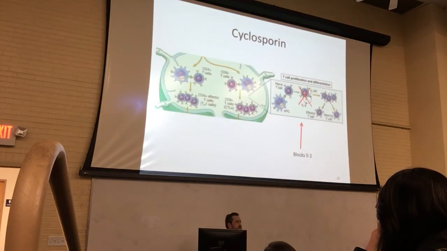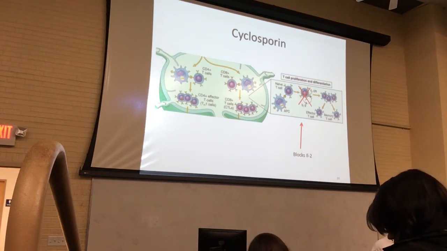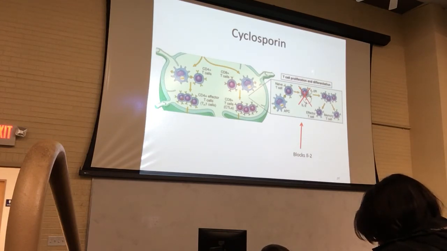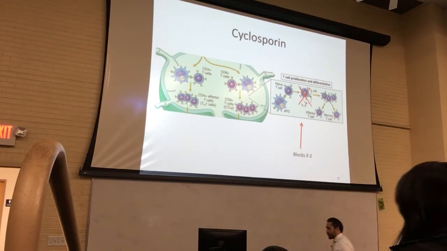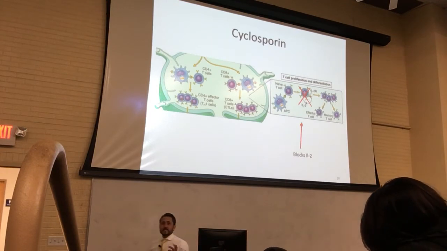Well, one of the easiest ways to do this is with immunosuppressant drugs. And so one of the more widely described immunosuppressants, it's not the only one, but it's been around for a little while and it's actually pretty successful, is cyclosporin. And the way cyclosporin works is by blocking co-stimulation.